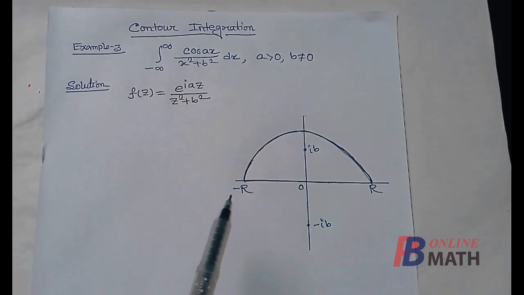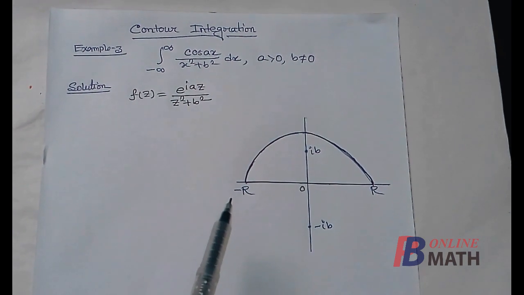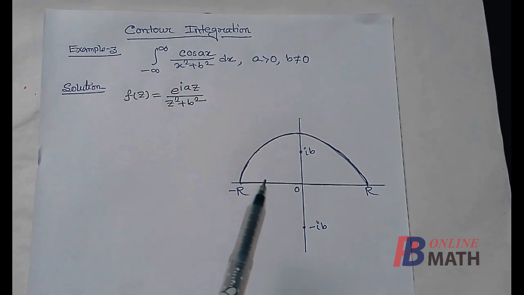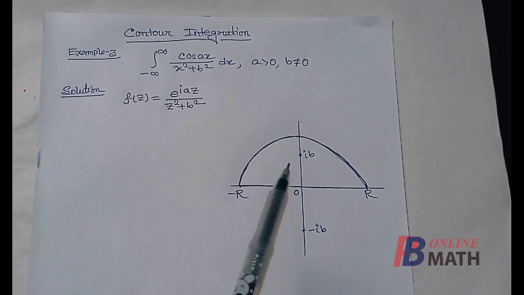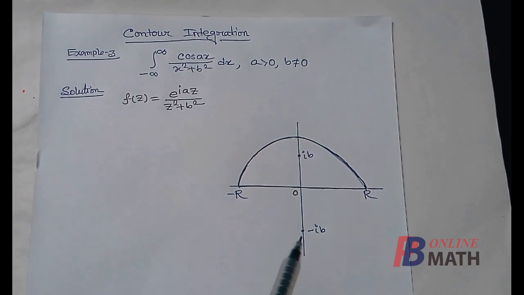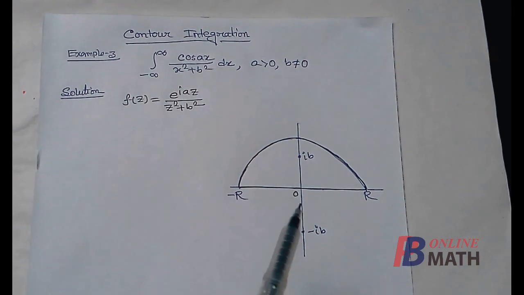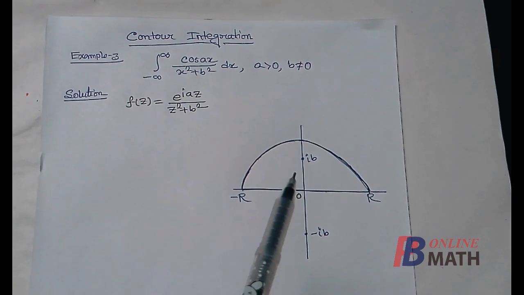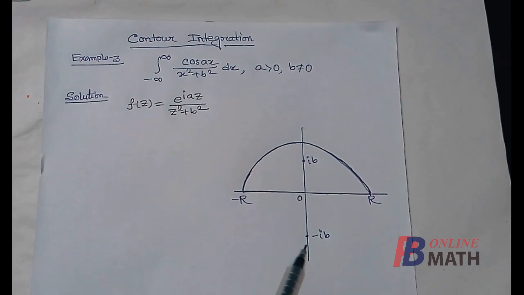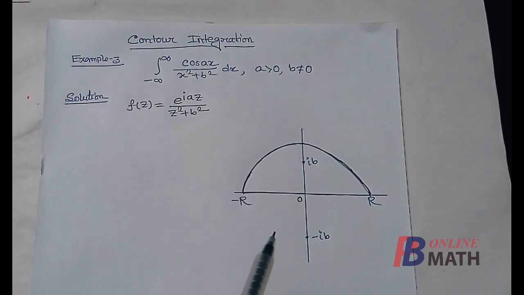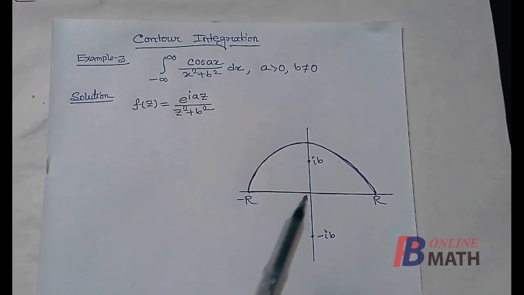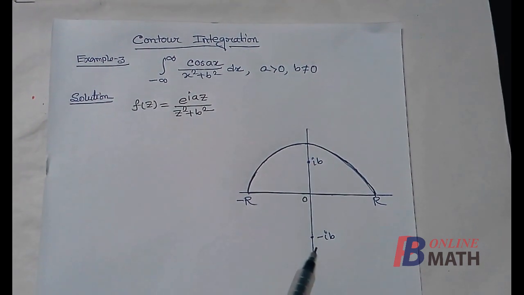The locations of the singularities depend on the sign of b. If b is positive, then the singularity ib lies above the real axis and the singularity minus ib lies below the real axis. But if b is negative, then the singularity minus ib lies above the real axis and the singularity plus ib lies below the real axis. So here we shall assume that b is greater than 0. So then this is the position of the singularity ib and this is the singularity minus ib.